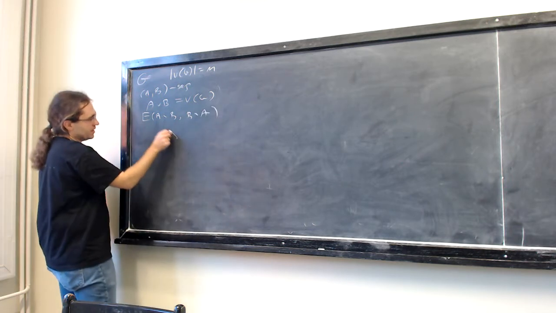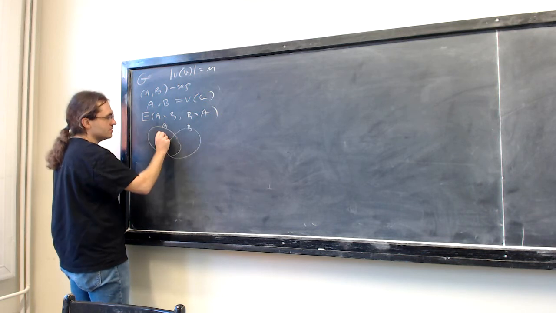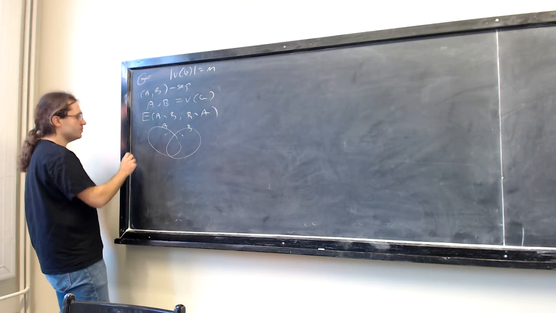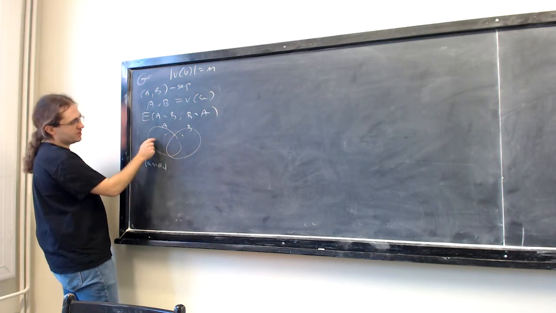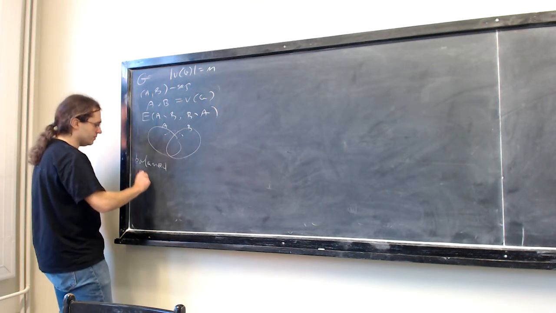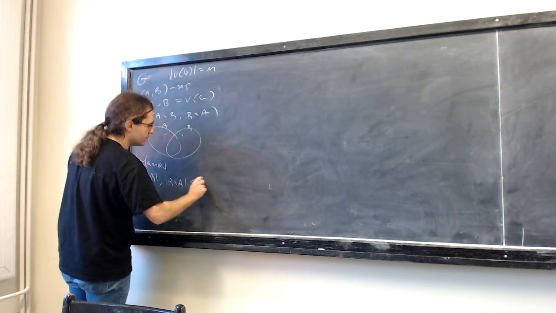So the graph G looks like this. This is A, this is B, and there's no edge going from here to here. Okay, that was separation. And it was balanced if none of these wings, the side parts, is too large. So A minus B and B minus A are smaller than 2%.